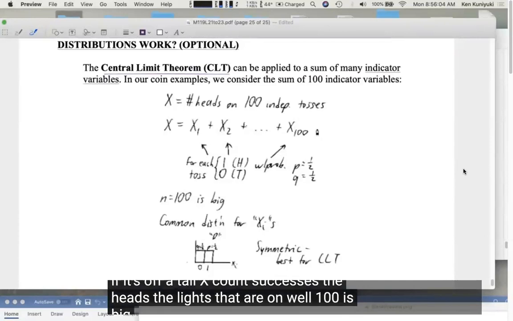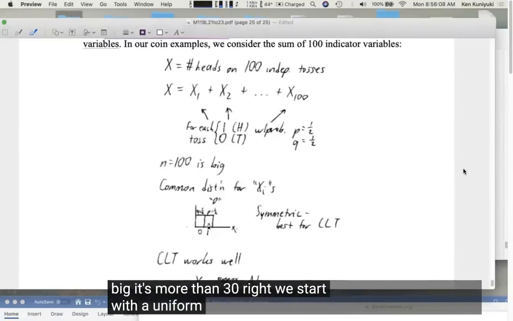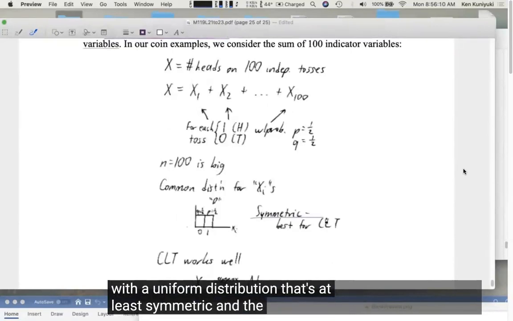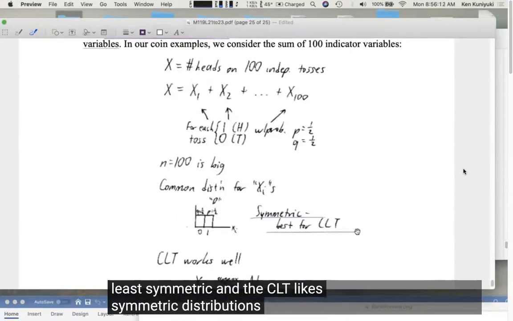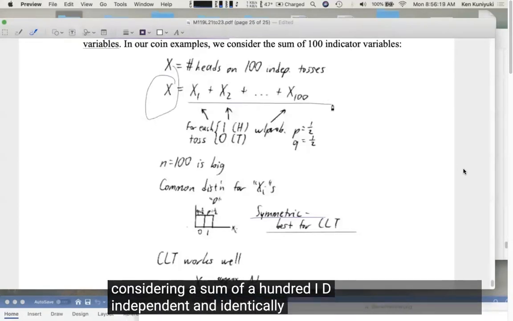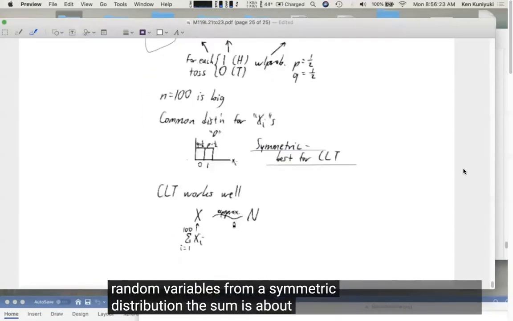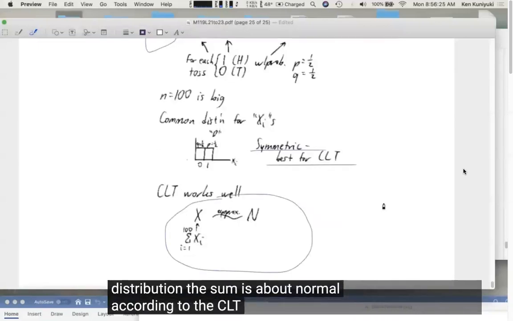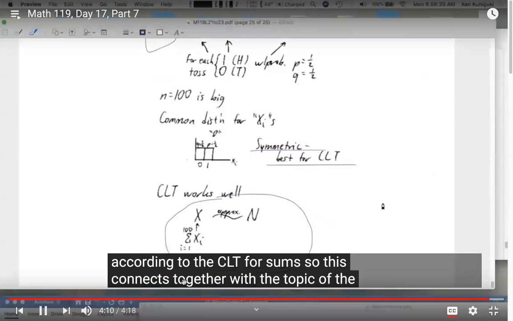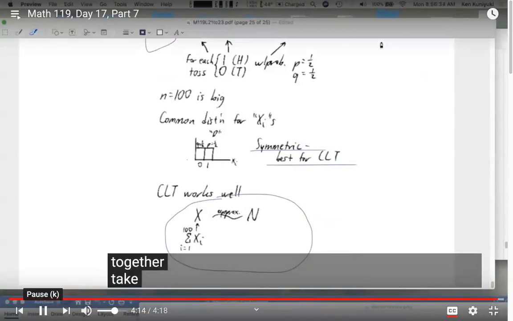Well, 100 is big, it's more than 30, right? We start with a uniform distribution that's at least symmetric, and the CLT likes symmetric distributions. We're considering a sum of 100 IID, independent and identically distributed random variables from a symmetric distribution. The sum is about normal, according to the CLT for sums. So this connects together with the topic of the CLT from the previous lesson. It all ties together.